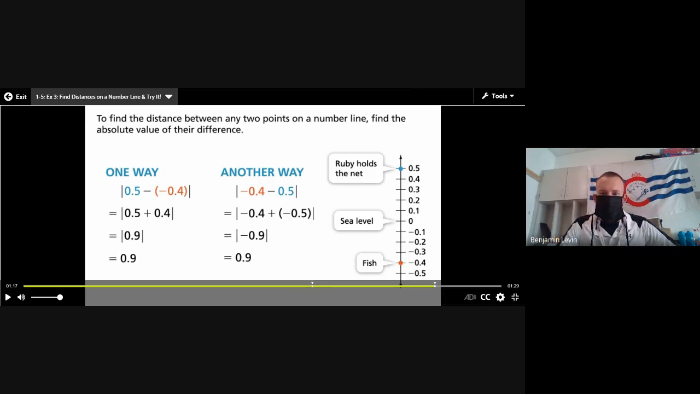I'm going to go back to the Jamboard here and clear this, because just as a review, anytime we see a number inside bars, what do we know about it? What do those two bars on the outside mean?